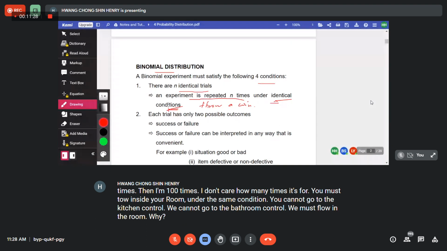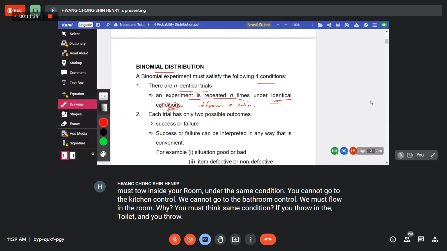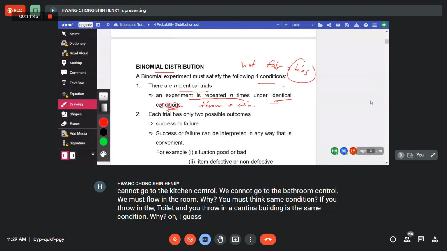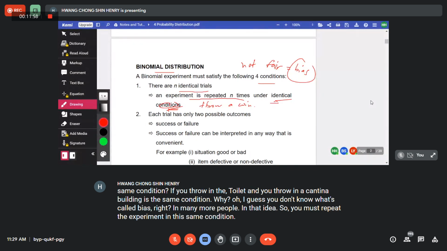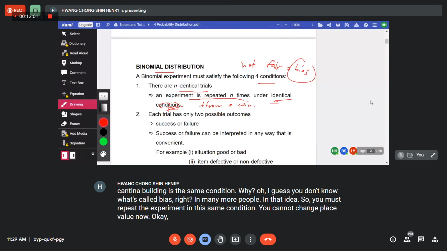Why must you say same condition? If you throw in the toilet and you throw in the canteen, do you think it's the same condition? No. Why? Not fair. Which we call it what? Bias. You don't know what's called bias, right? In Mandarin, what do you call? Tidak adil. So you must repeat the experiment in this same condition. You cannot change phase one now, okay? Or you cannot change your conditions.